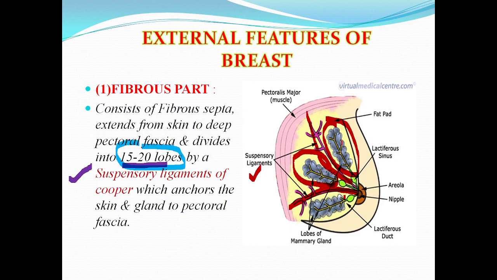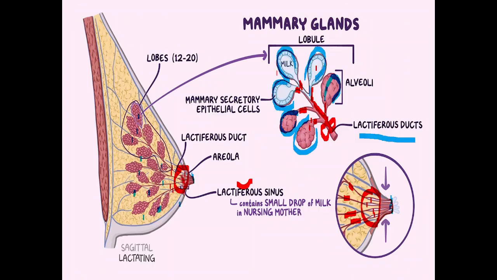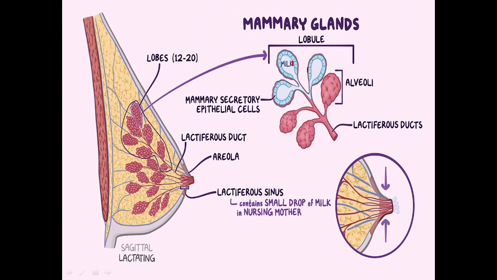So these are all what? Clusters of alveoli. All these alveoli are now going to form what? These alveoli will end as alveolar ducts. All the alveolar ducts will converge to form what?